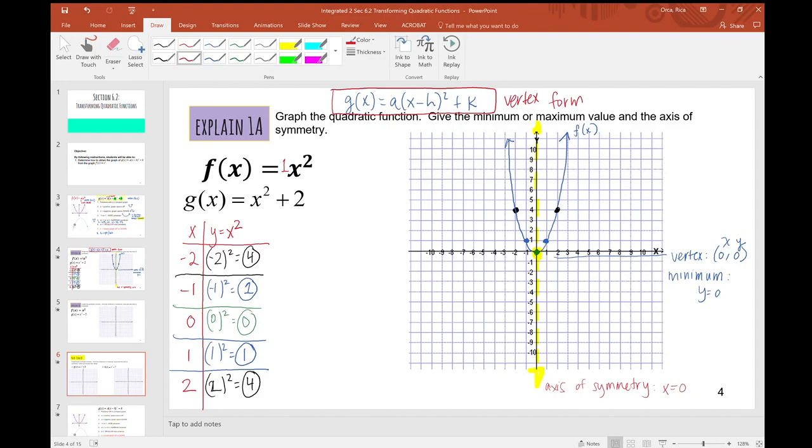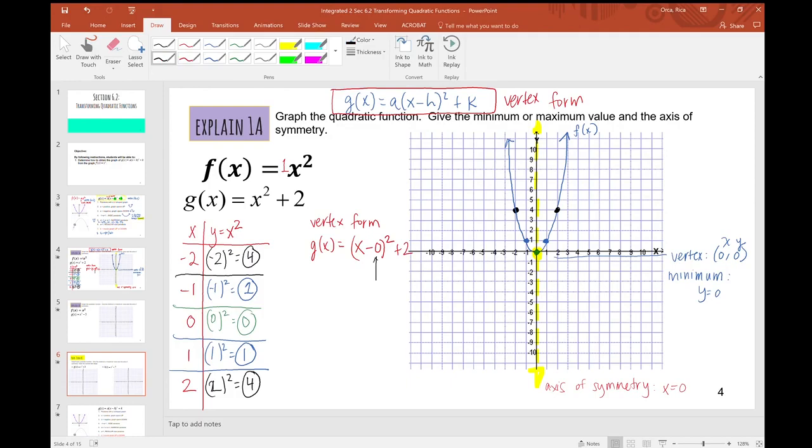Now let's take g of x and rewrite it into vertex form. Vertex form, we have g of x is equal to x squared. We can rewrite x squared as x minus 0 squared. And the plus 2 that's not inside of the parentheses, that's going to go outside, plus 2.